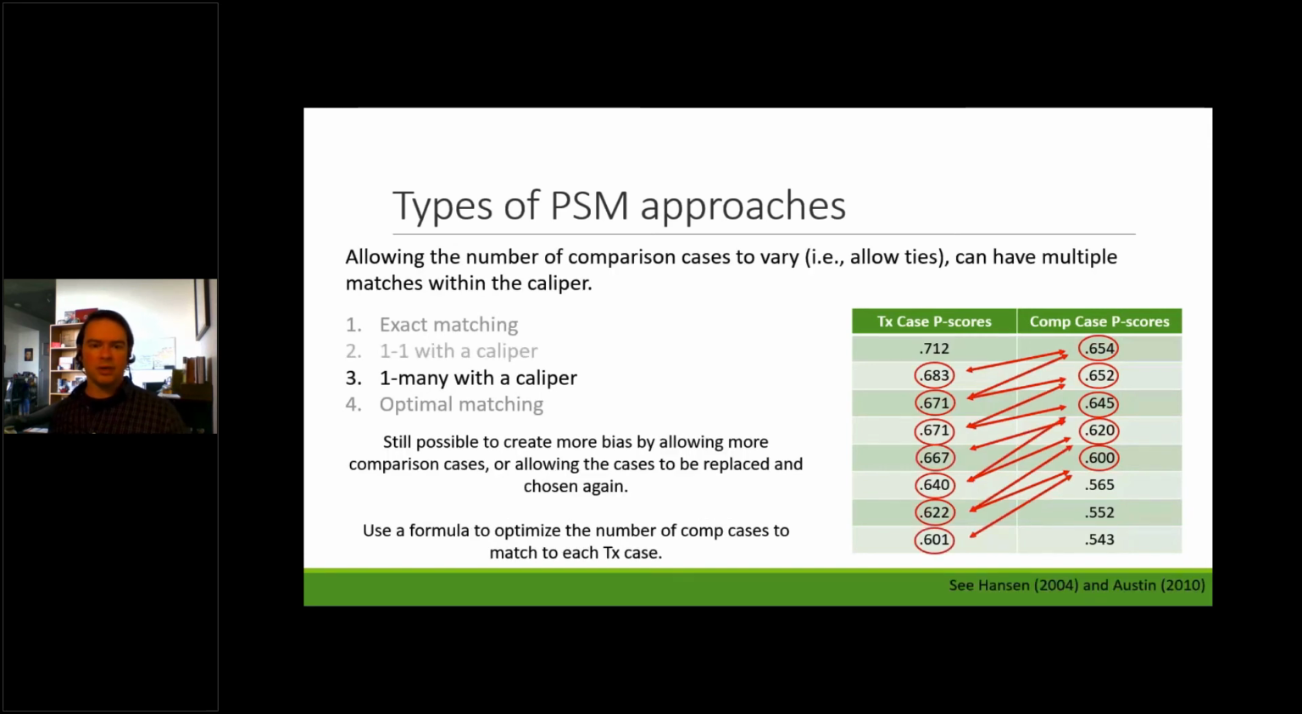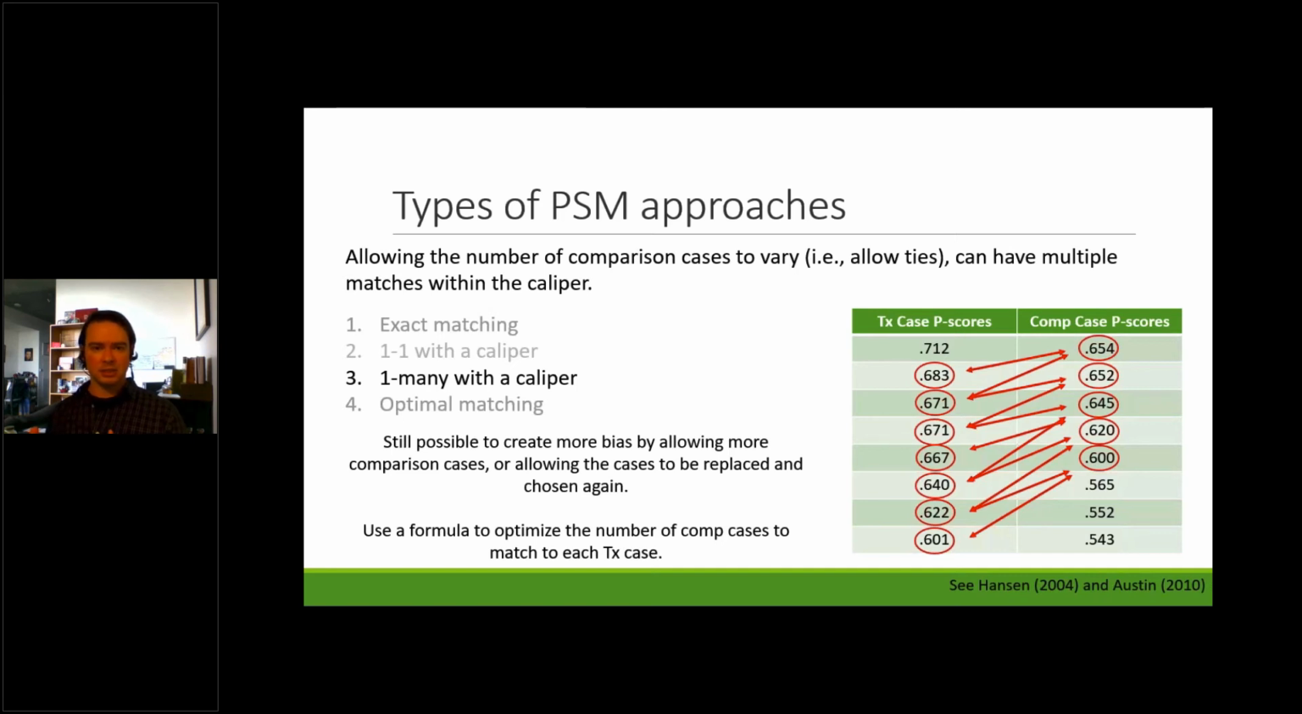If we allow the number of comparison cases to vary, so if we allow ties, we can match multiple comparison cases to treatment cases so long as they're within the caliper. There is still the potential to create more bias by allowing more comparison cases or allowing the cases to be replaced and chosen again. It's best to use a formula to optimize the number of comparison cases to match each treatment case. And there is a formula out there. I recommend using Hansen's 2004 formula.